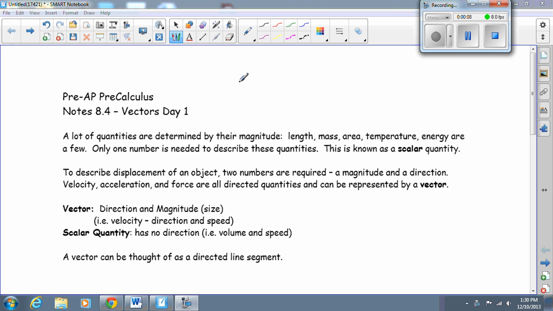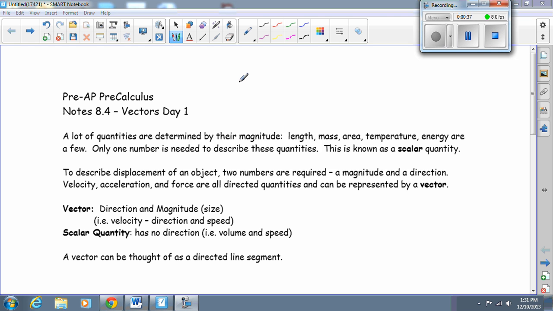Well, a lot of quantities are determined by their magnitudes, such as length, mass, area, temperature, and energy, to name a few. Only one number is needed to describe these quantities, and this is known as a scalar quantity. To describe the displacement of an object, two numbers are required, a magnitude and a direction. Velocity, acceleration, and force are all directed quantities and can be represented by a vector.